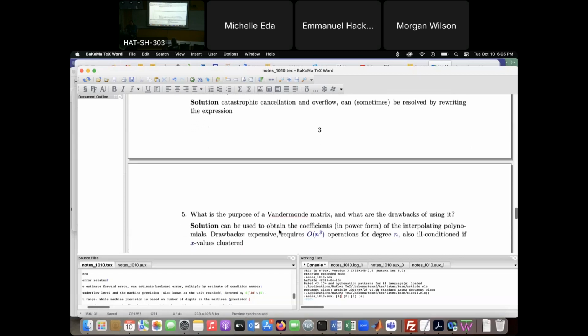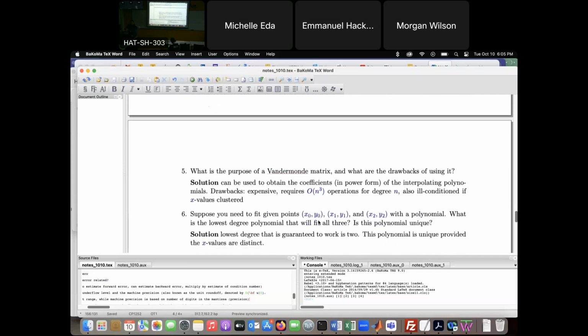The Vandermonde matrix is used to find the coefficients of the interpolating polynomial in power form, but it's slow and takes more operations than needed. Also, if the x values are close together, the matrix is ill-conditioned, so you throw off the accuracy of your coefficients. If you have 3 points, you can fit them with a quadratic. However many points you have, the degree of the interpolating polynomial is one less. The interpolating polynomial is unique in this case.